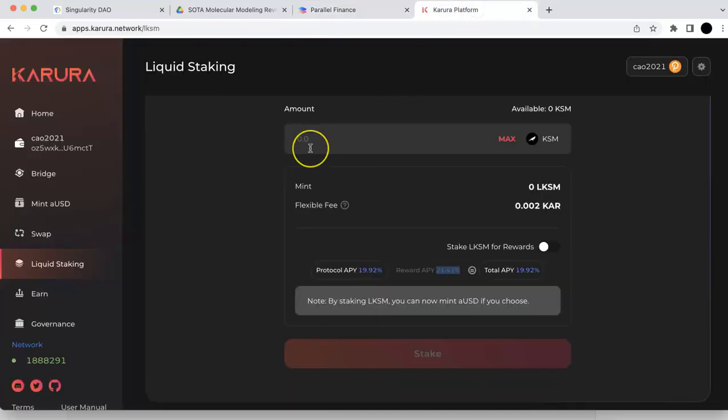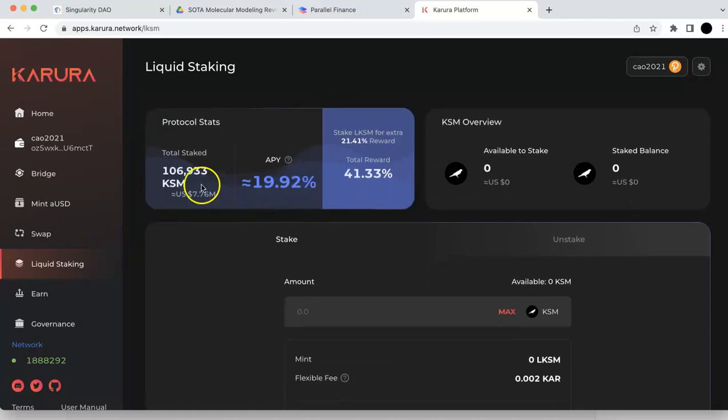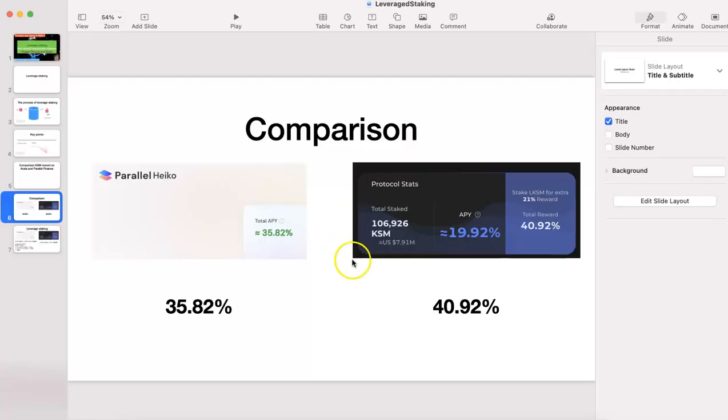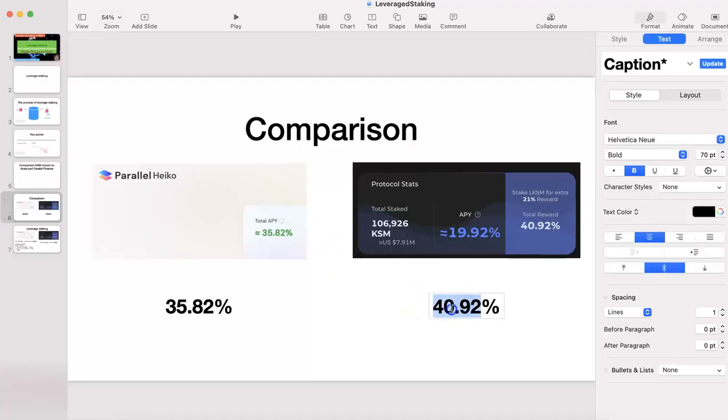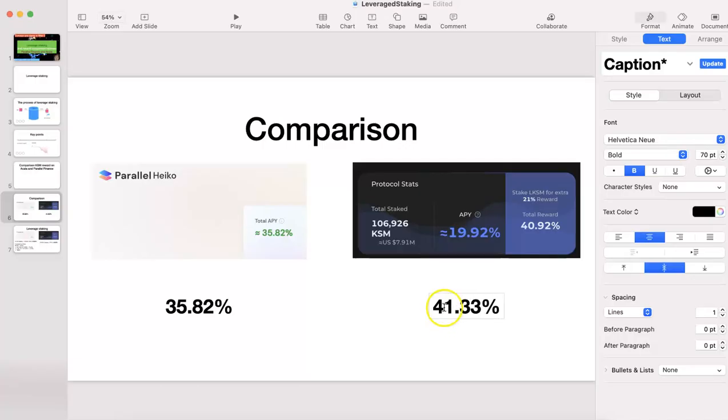On Acala, or Karura, for the KSM, they did a similar thing. If you stake KSM, they give you the LKSM, and then you can stake that LKSM for actual rewards of 21.41. So in total, the rewards will be 41.33. And actually, this is updated. When I just started, it was different, so I'm going to change it here.